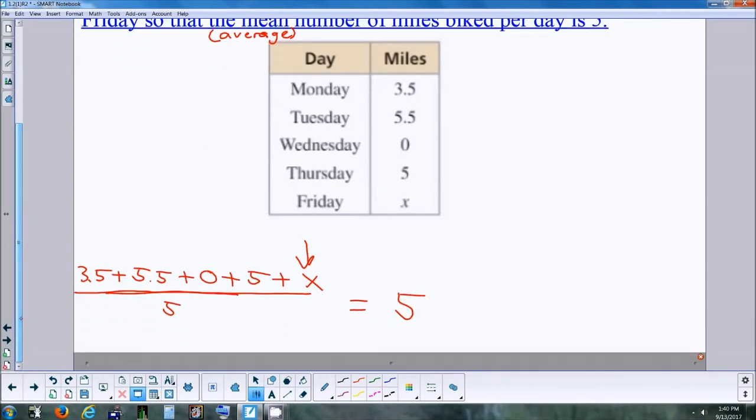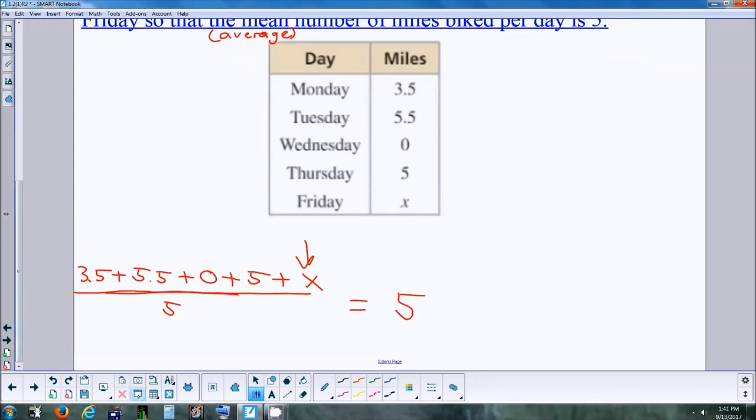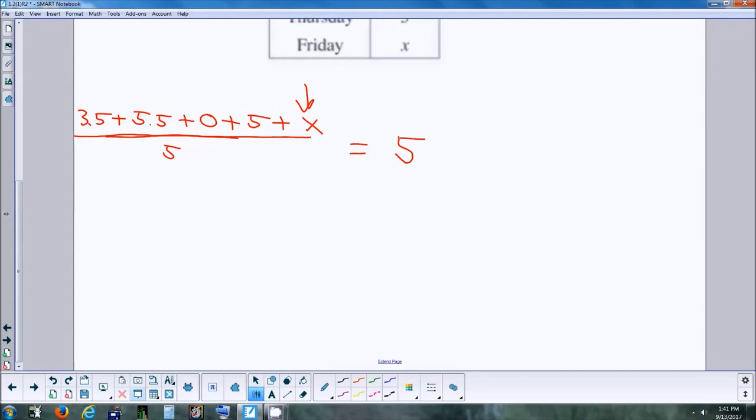Okay. Can somebody tell me, let's just see if we can add this up. What's 3.5 plus 5.5? Well, it's going to be 9. And then plus 0, that doesn't change it, 9. And what's 9 plus 5? 14. So we get 14 plus x divided by 5 equals 5.